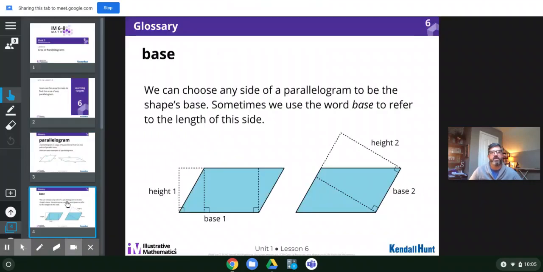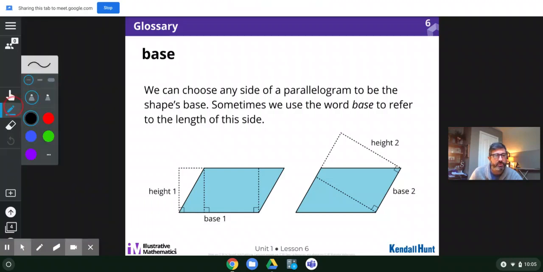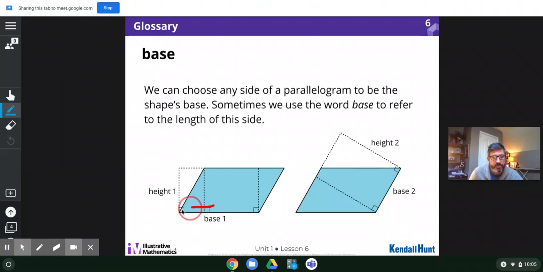Now, I talked about in the video on Monday, when finding the area of a parallelogram, we need to find 2 things, the base and the height. So first, the base is any side of the parallelogram that you choose. So you could choose, for instance, in this one, you see base 1 down here. So the bottom base, let me draw a circle around that. In this example, they chose the base to be this side here.